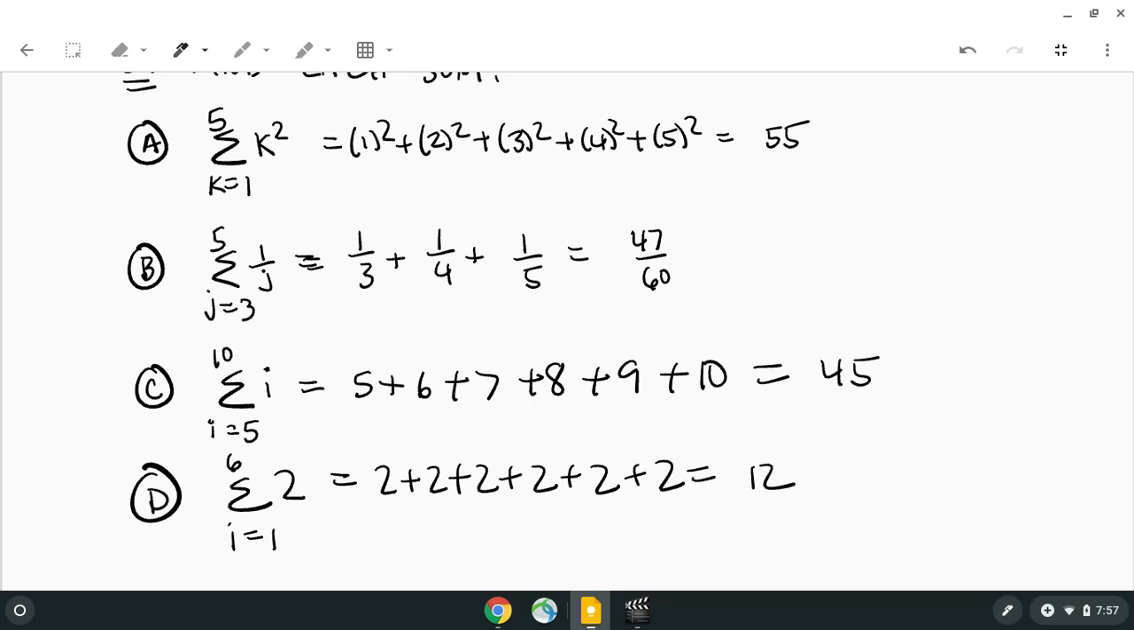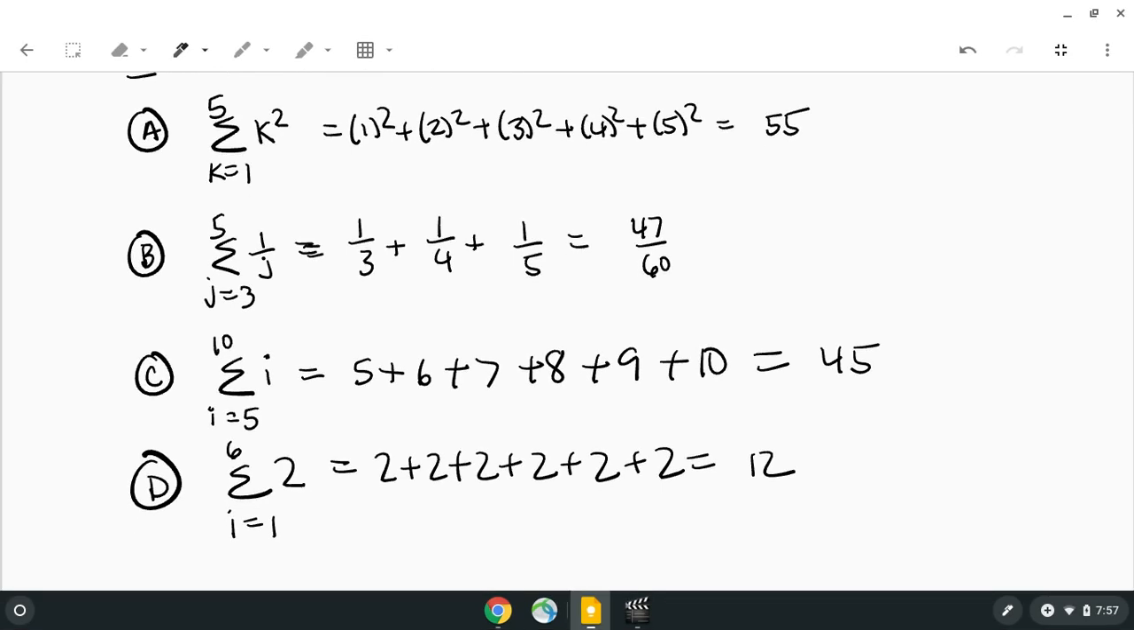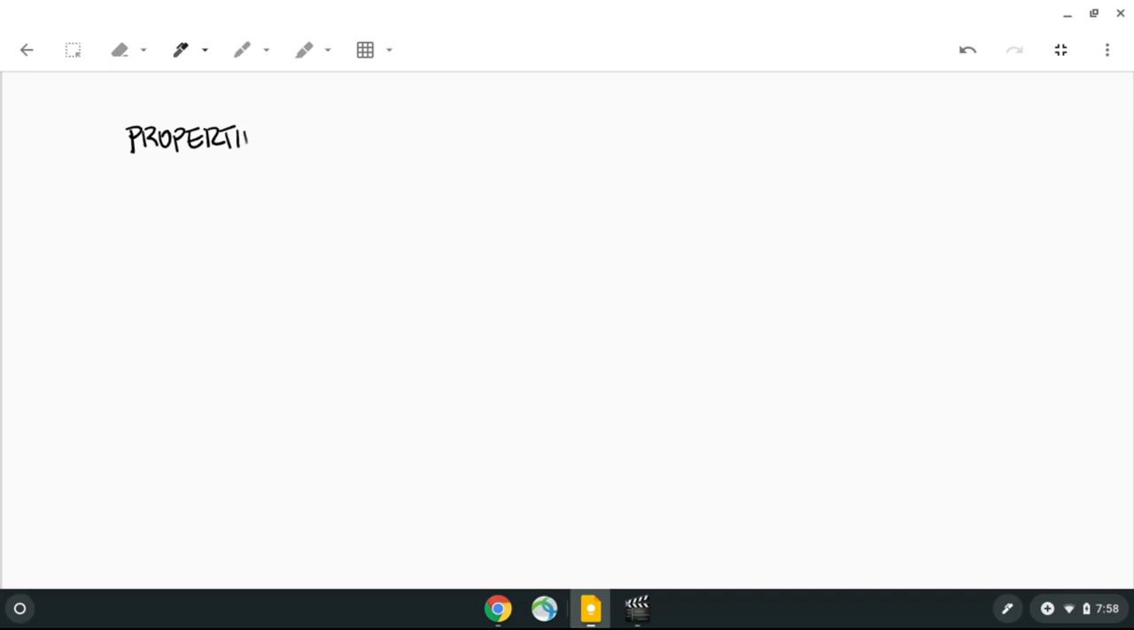And that is pretty much it. I'm just going to give you some properties here to be aware of so that if you're asked to do the sum of two different functions or the difference of two functions, you don't freak out. So here are just some properties. There are 3 of them, and then that'll be the end of the lecture. Properties of sums.